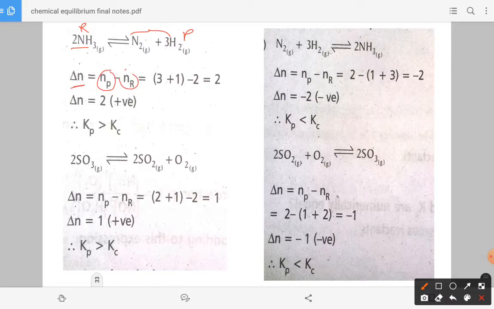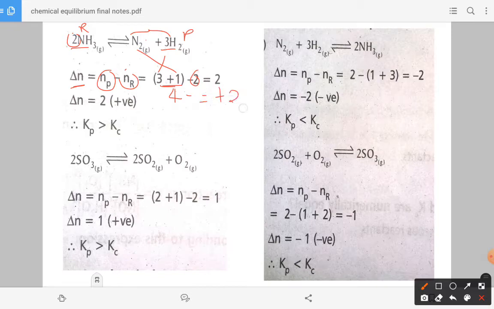So the product here, what do we have? 3 plus 1, why? Because here we have 3 moles of hydrogen and 1 mole of nitrogen. So total how much do we have? 4. 4 minus reactant, how many are here? We have 2 moles. So total how much are you getting?